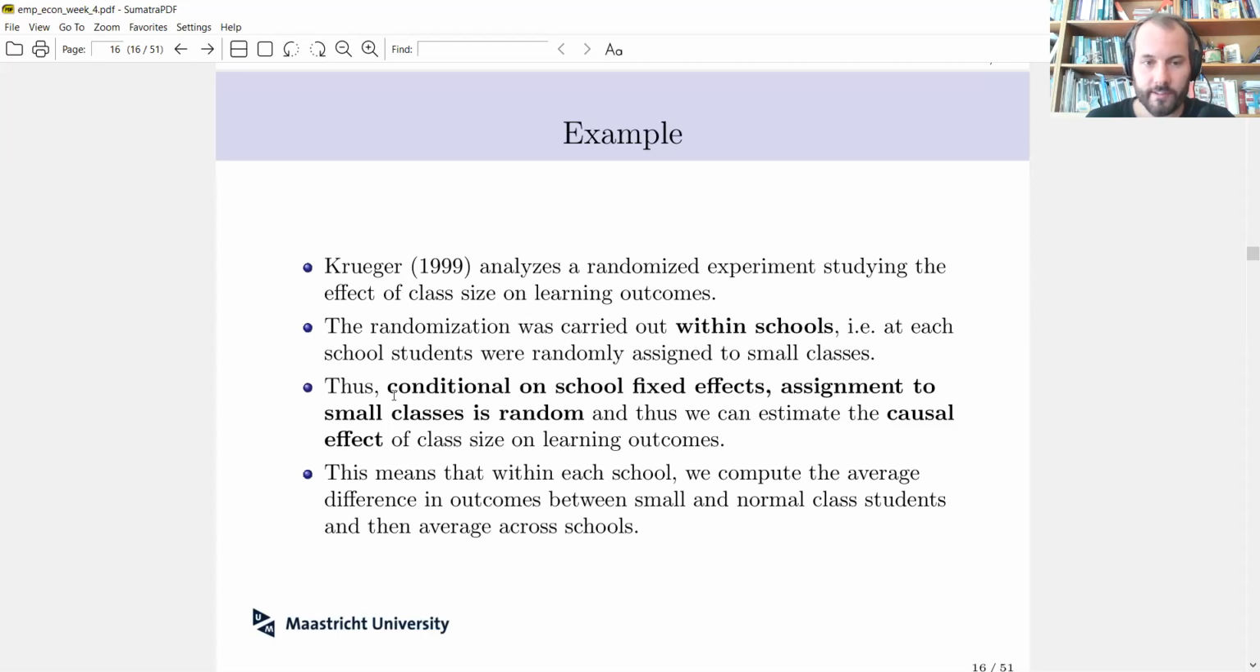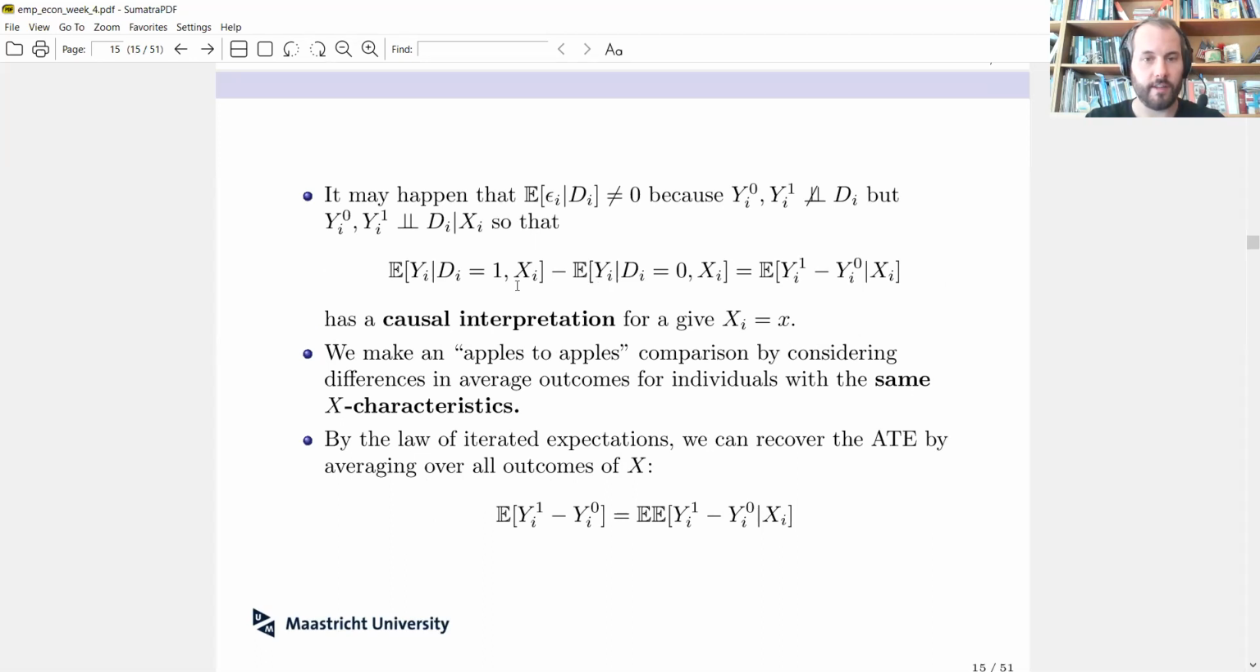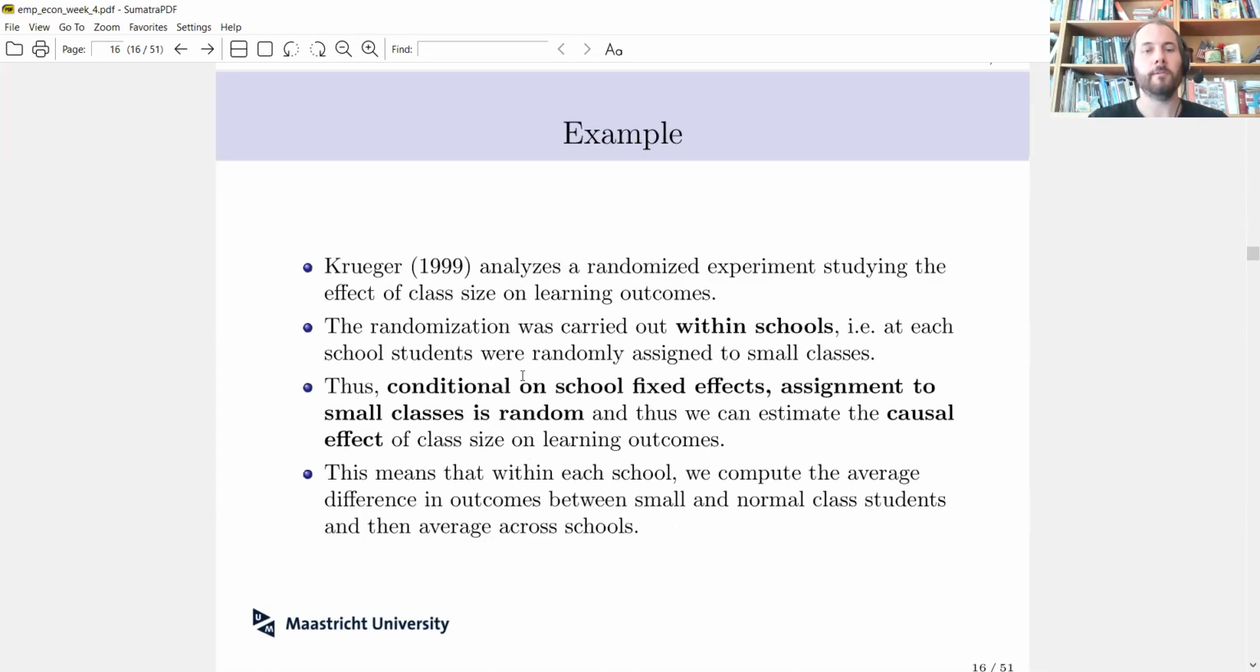So what Kruger does is that he conditions on school fixed effects. Because we have learned that when we condition on school fixed effects, we are actually looking at the within school variation. So if he conditions on school fixed effects, our X variable here would be simply a school fixed effect, then we are comparing the treated versus the non-treated within the school. And then in order to recover the treatment effect for the whole population, you do this for every school and you average across schools. Okay, that is the idea.